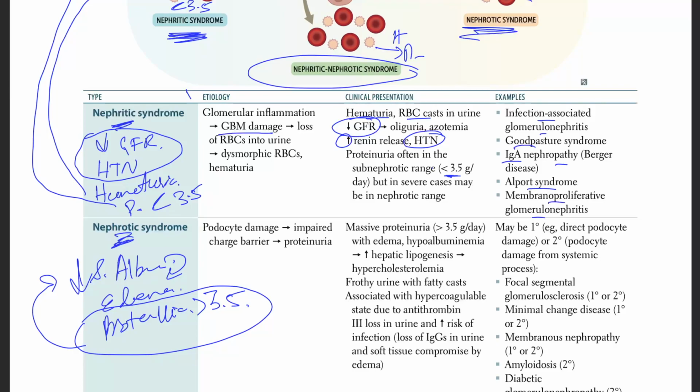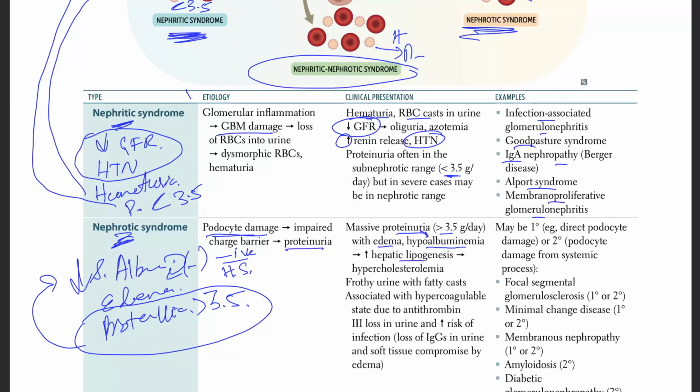For the nephrotic syndrome, we are looking at podocyte damage. When you damage the podocyte, it causes an impaired charge barrier. We rely on the negative charge to form that barrier, and that was coming from the heparan sulfate. When we lose that, it causes the negatively charged albumin to go out and causes proteinuria. Massive proteinuria greater than 3.5 grams per day with edema because of that protein loss. Losing protein in the urine causes hypoalbuminemia.